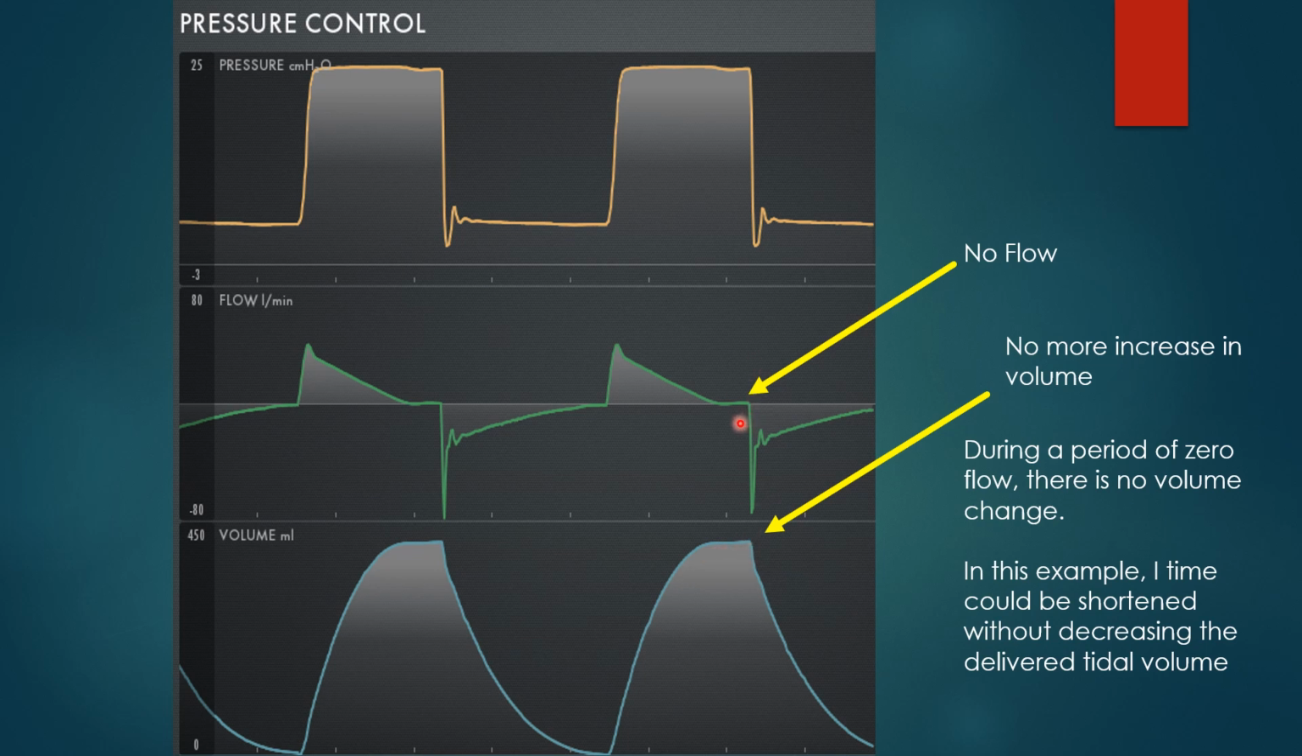So to find the right I time in pressure control, usually we can just watch our waveforms and increase the I time in pressure control, watching the flow. When the flow stops going in, then we're not going to get any more volume at that point.